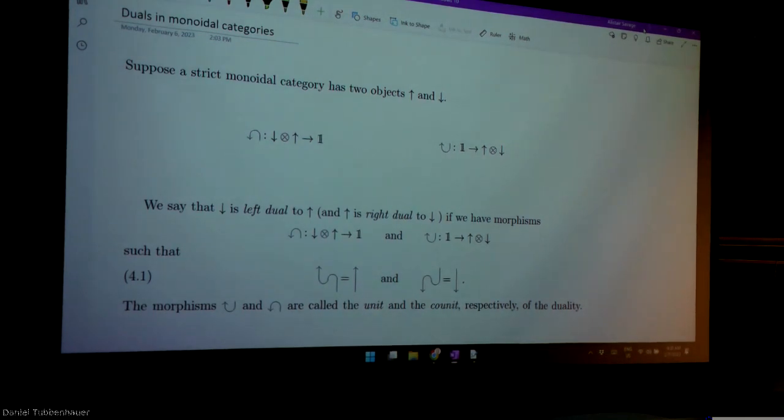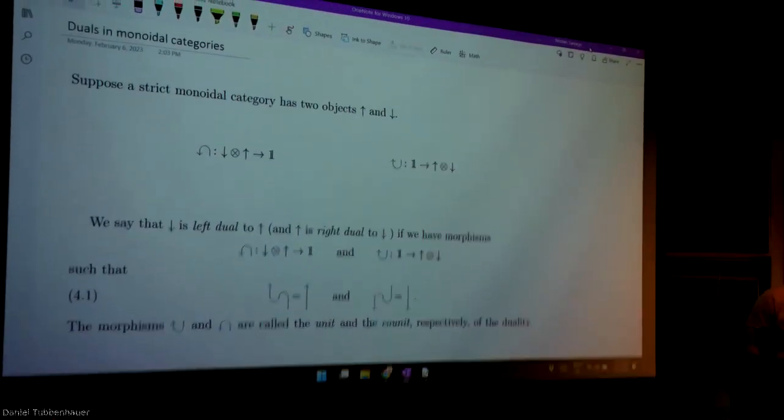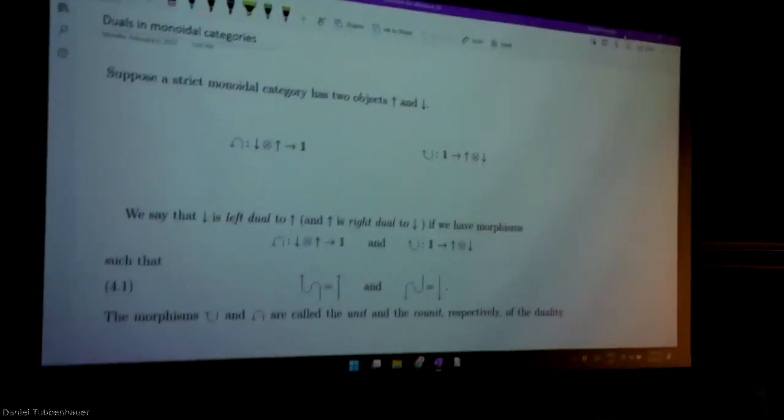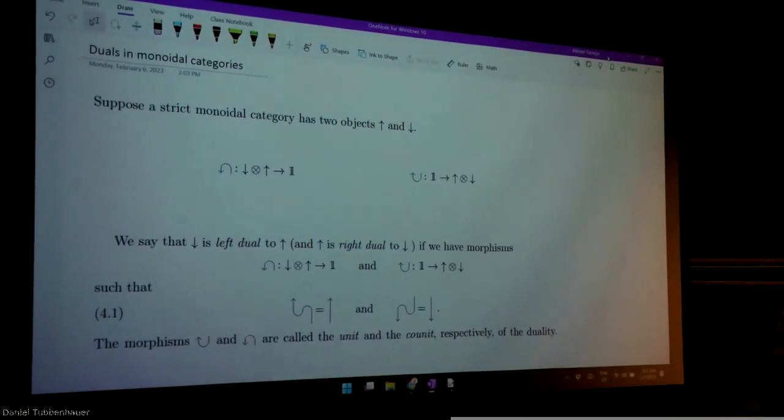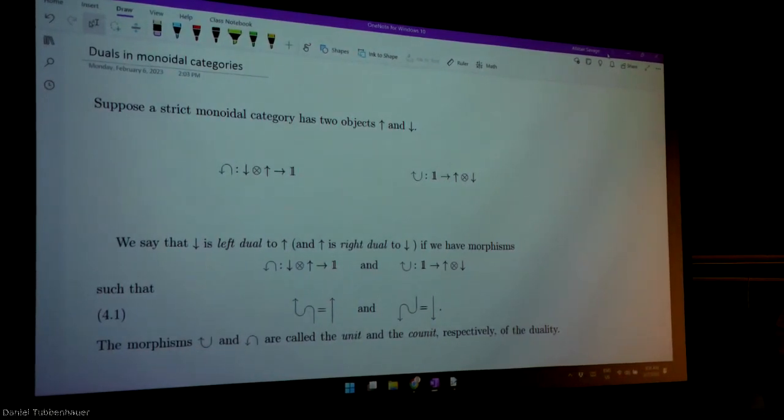Okay, so what we did yesterday is we gave the definition of a strict monoidal category and introduced this string diagram formalism for working with monoidal categories. And then we discussed symmetry in monoidal categories. So we introduced these crossings together with some axioms that they have to satisfy. And that's what it means for a monoidal category to be symmetric.